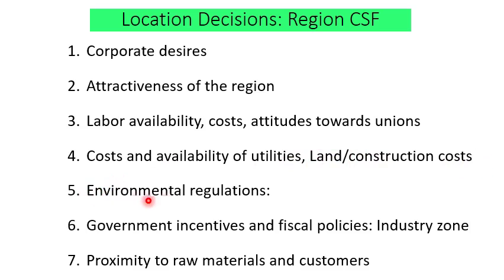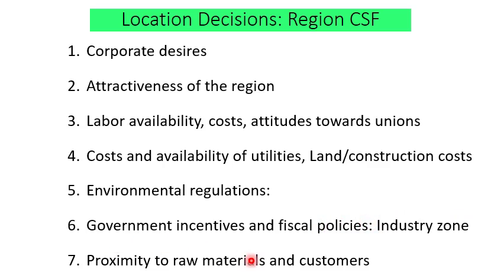And the fifth one is environmental regulations. Different regions within a country may have different environmental regulations. So, based on our byproduct and our waste management, we need to consider the regulations. Government incentives and fiscal policies may be different for different regions. For example, the government may give incentives for those who invest in industry zones.